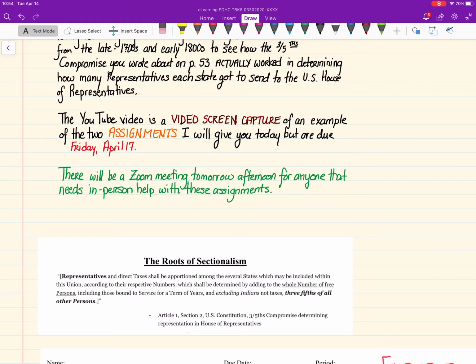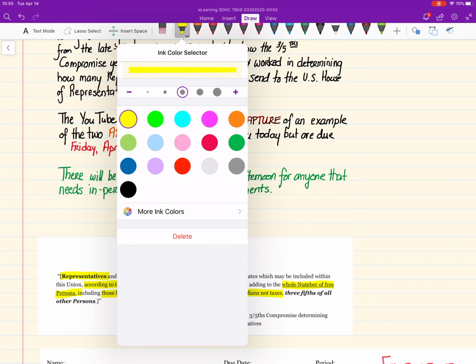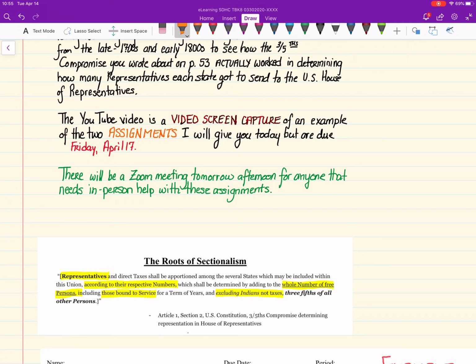All the states get to count their free population to determine the number of representatives they get in the House of Representatives according to their respective numbers, meaning their free people. Those free people included those bound to service, and excluded Indians that did not pay taxes. And then we get to the fun part in the Constitution when it describes slaves as other people. So, 3/5 of all other persons. For us, we know that means slaves.